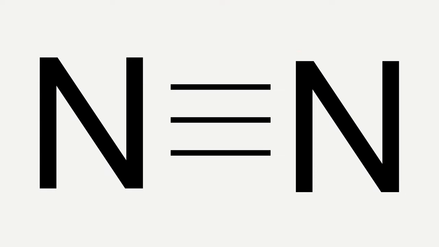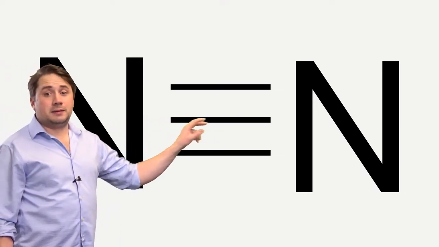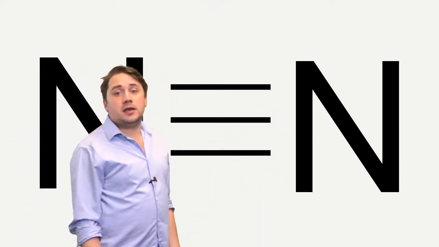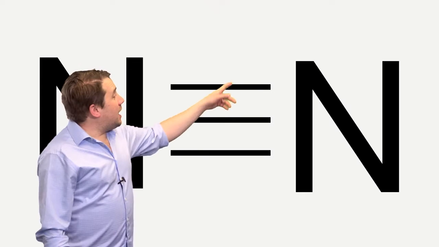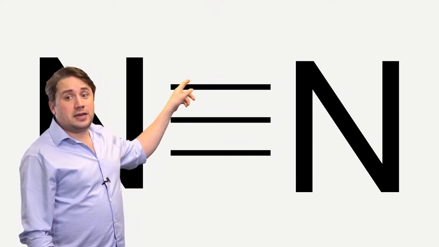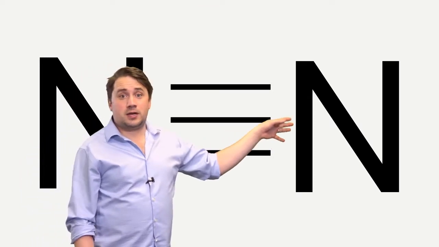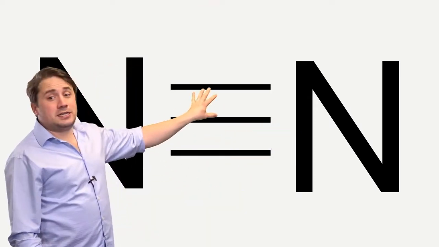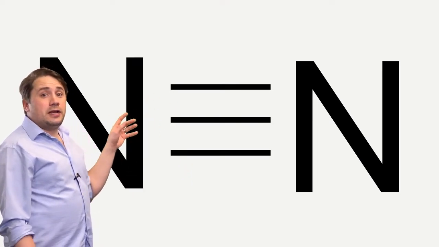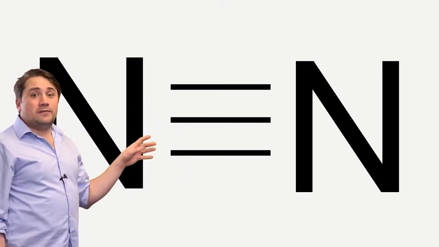Well, the answer to this question lies in the structure of diatomic nitrogen, shown here. This is nitrogen bonded to nitrogen, N2 gas. And N2 gas has this extremely strong triple bond here. You'll see that nitrogen shares 3 electrons with the other nitrogen. And this bond is extremely hard to break. And as a result, this nitrogen, the nitrogen that we breathe in and out, is very non-reactive.